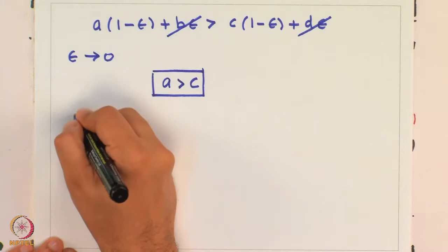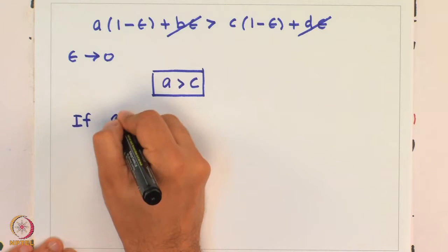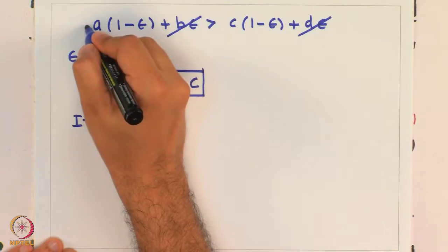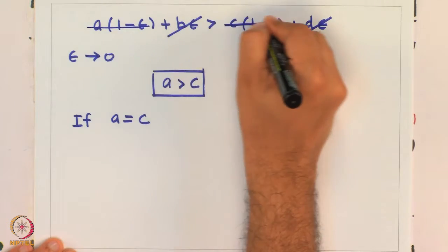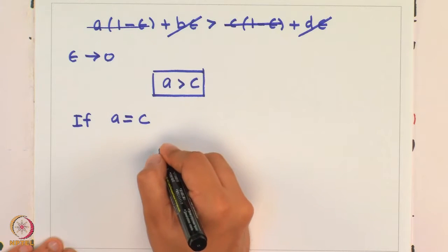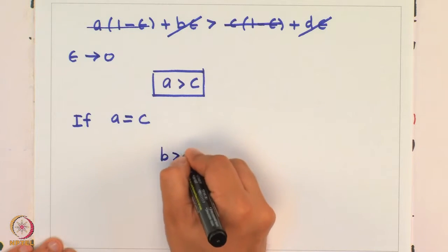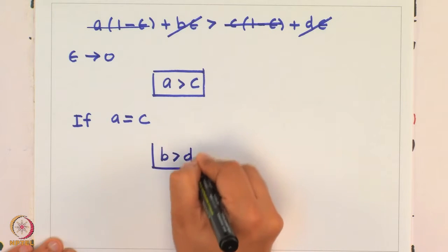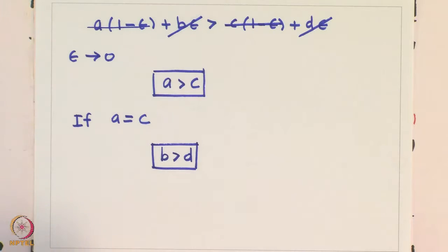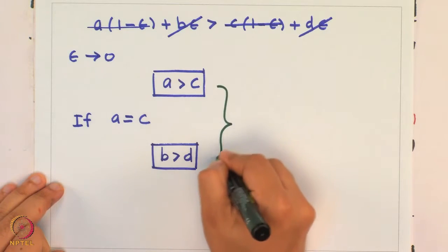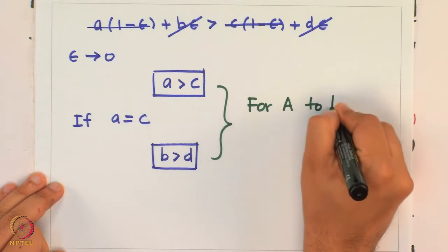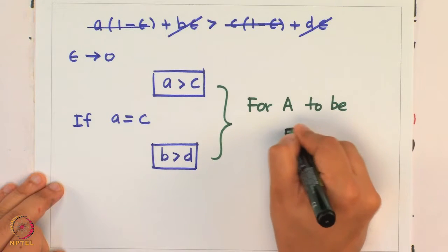On the other hand, if A is equal to C, then these two terms drop out because these exactly cancel each other out, and then the condition for A to be ESS becomes B bigger than D. Okay. So, these are the two conditions for A to be ESS.